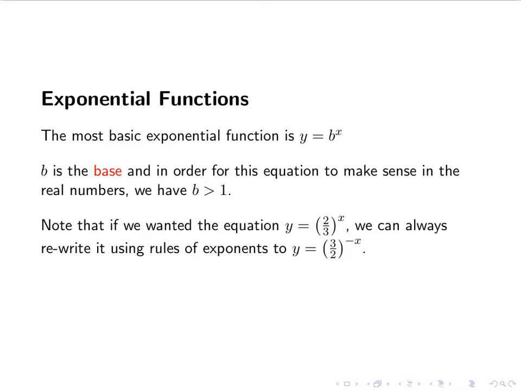B could, in theory, be between 0 and 1, but what we do is rewrite it. So if I had b being 2/3, which is less than 1, I'm going to change it using rules of exponents. I'm going to flip the fraction into 3/2 and make the exponent negative. The base can never be negative because then we're looking at imaginary numbers for some of them. So b always has to be positive, and if it's less than 1, then we rewrite it using rules of exponents and change the sign of the exponent.